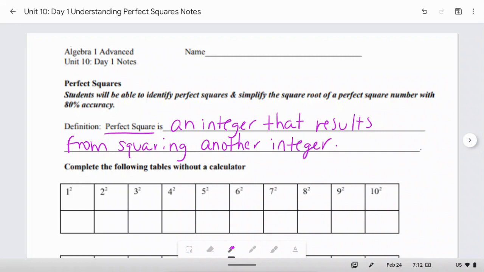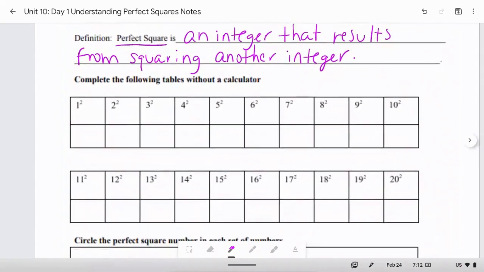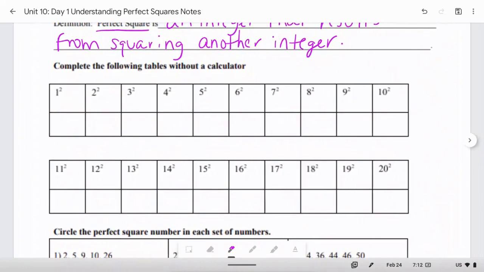So there are lots of perfect square numbers, infinitely many, but we are just going to focus on the first 20 perfect square numbers. So let's fill in this table to get the first 20. So 1 squared, or 1 to the second power, is 1. 2 squared is 4. 3 squared is 9. 4 squared is 16. 5 squared is 25. 6 squared is 36. 7 squared is 49.